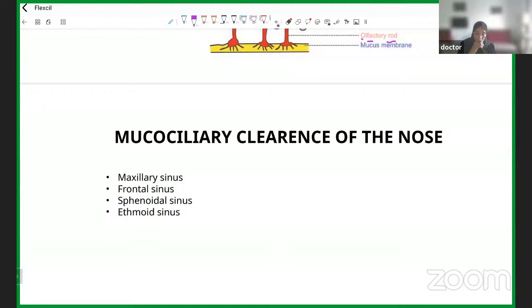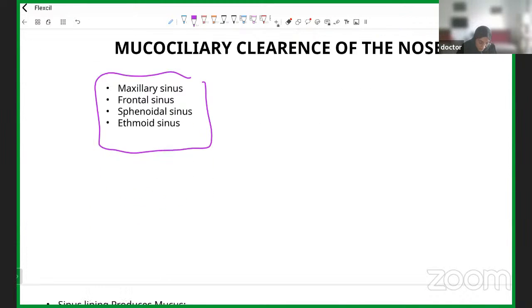So it involves the maxillary sinus, the frontal sinus, the sphenoidal sinus, and the ethmoidal sinus as well. So all these sinuses are involved in mucociliary clearance of the nose. So what happens? You have something called goblet cells and mucosal, submucosal glands.